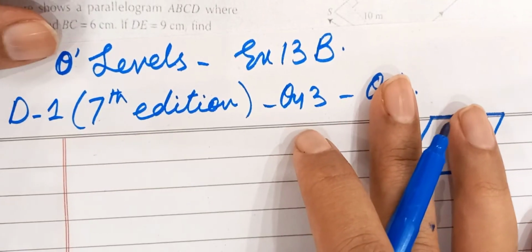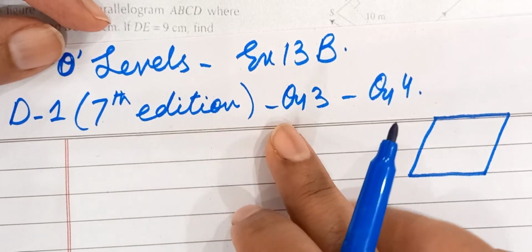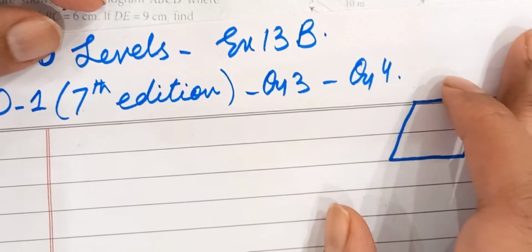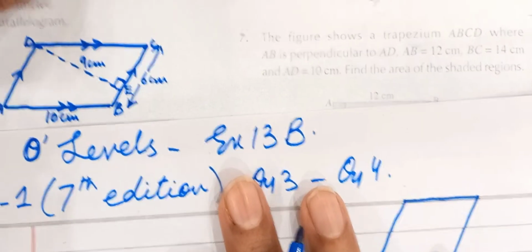O Levels Maths, Exercise 13B, D1, 7th edition. We shall try to cover question number 3 and question number 4 in this video. This question is about a parallelogram.